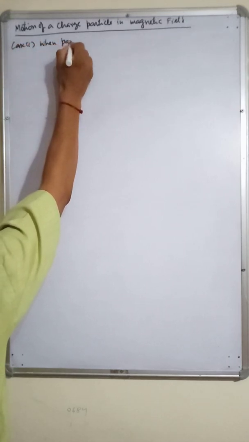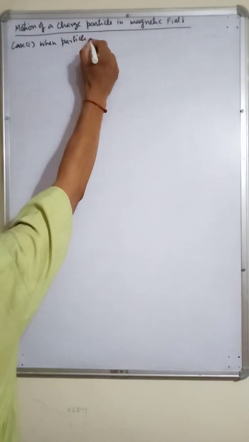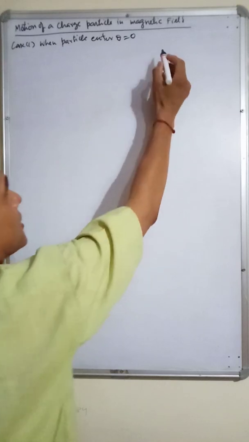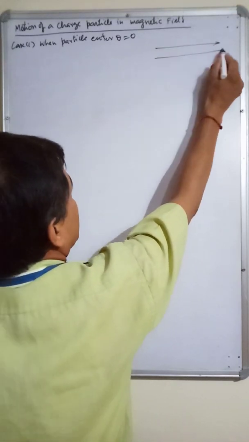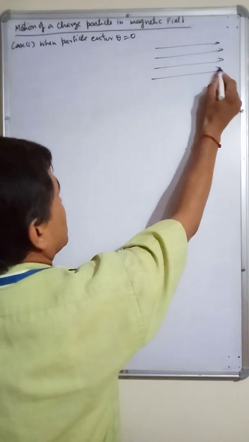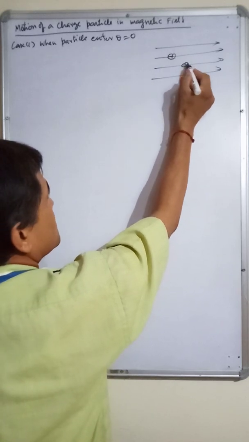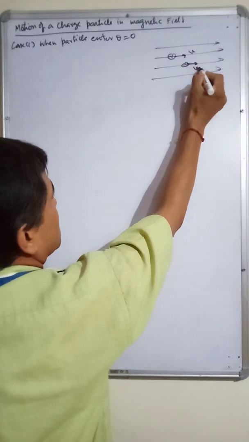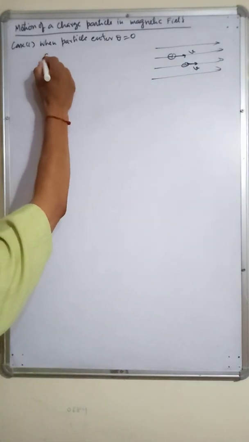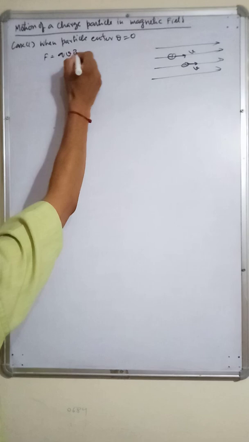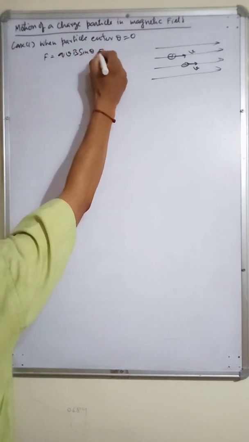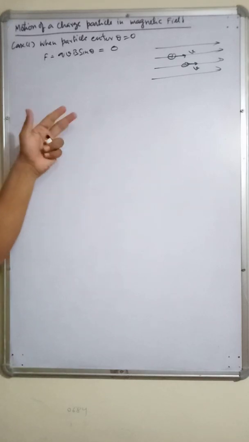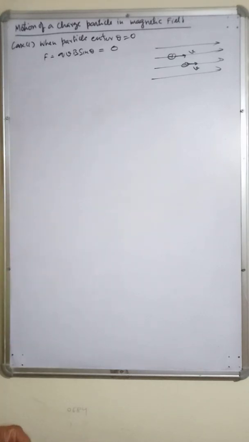Here we discuss case 1, when the particle enters at theta equal to 0 degrees. This is the magnetic field, and this is a positive charge or a negative charge. Suppose they are moving along the magnetic field. So here theta is 0, F is equal to qvB sin theta. Theta is 0, so the force will be 0. So the charge will not experience any force, and it keeps on moving along the direction of the field.